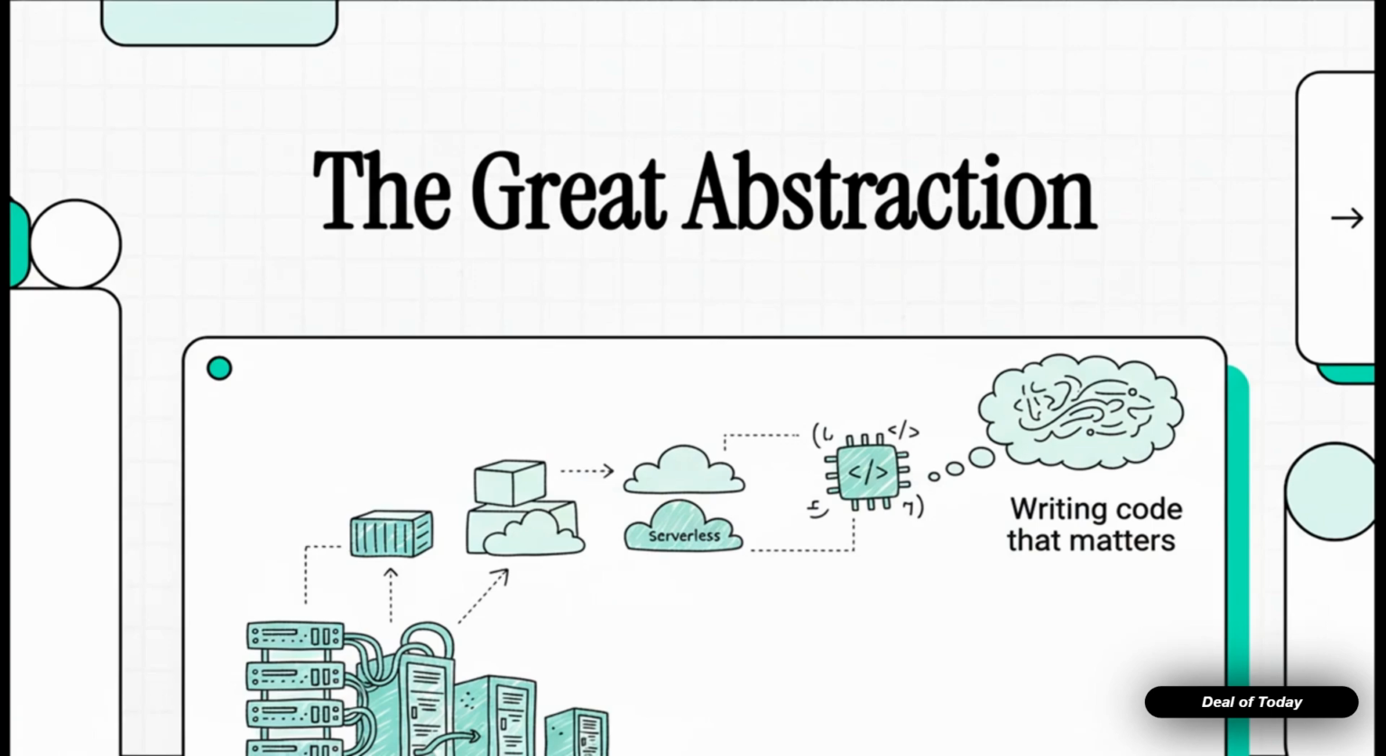So today we're talking about something called the Great Abstraction. Really, it's the story of how we build software today. It's not about a bunch of separate inventions, but one big continuous journey, a quest to get further and further away from the raw metal, to stop worrying about managing servers and start focusing on writing code that actually matters.